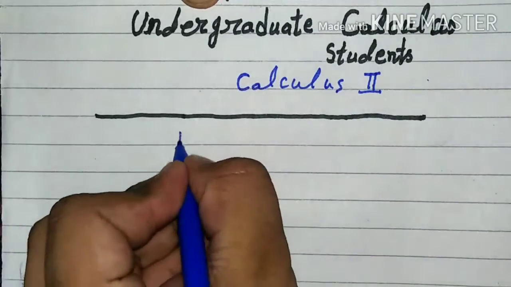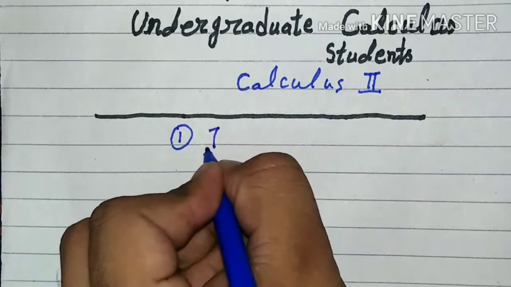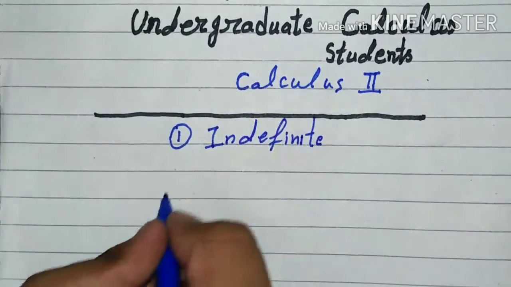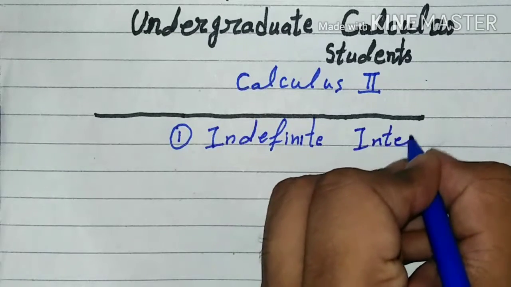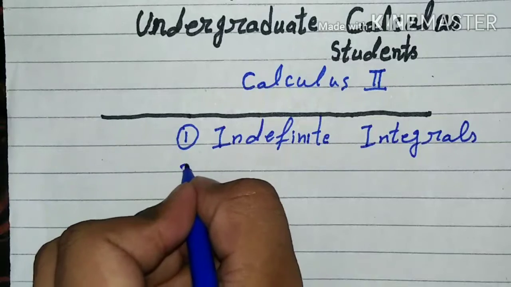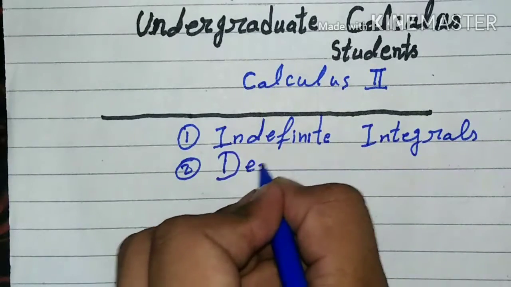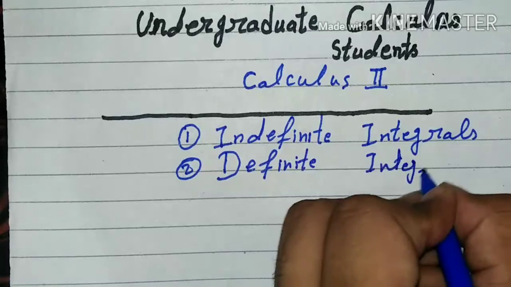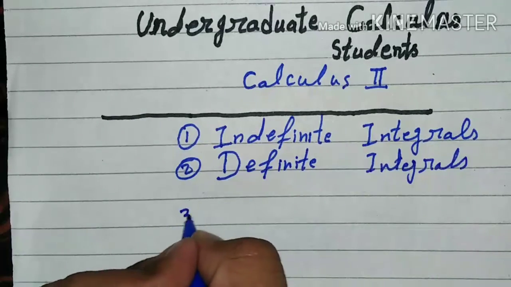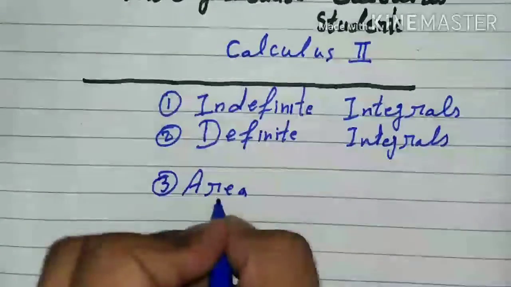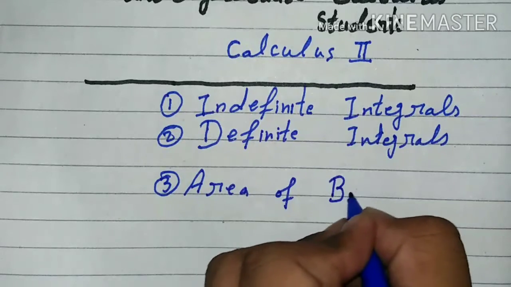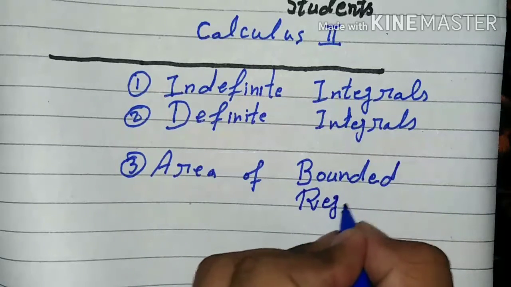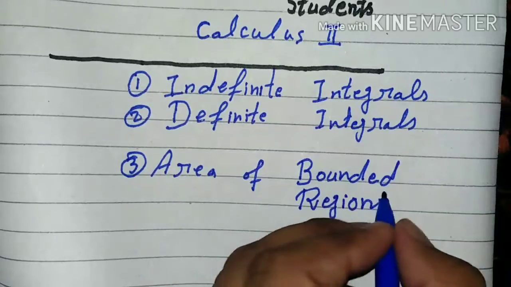into 4 parts. First part is indefinite integrals, second is definite integrals, third is area of bounded regions, this is also known as the area under curve.